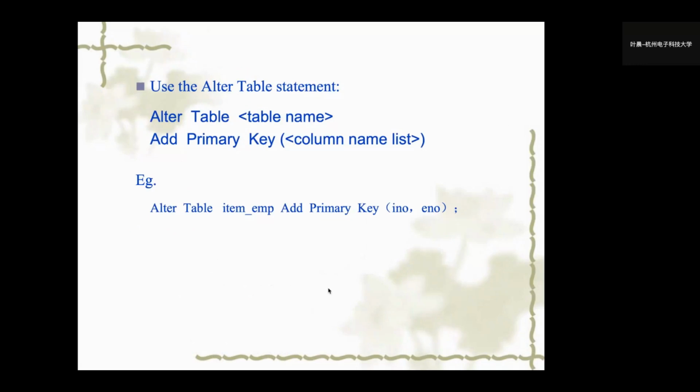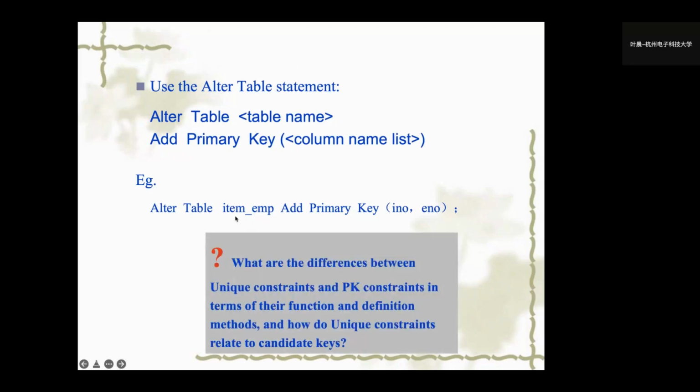There is also a solution if you don't want to create a primary key during the create table process: you can use the alter table statement. You write alter table, the table name, then add primary key and the column name list here. For example, if we want to add ENO as the primary key to the employee table, we can use this SQL statement: alter table employee add primary key ENO.